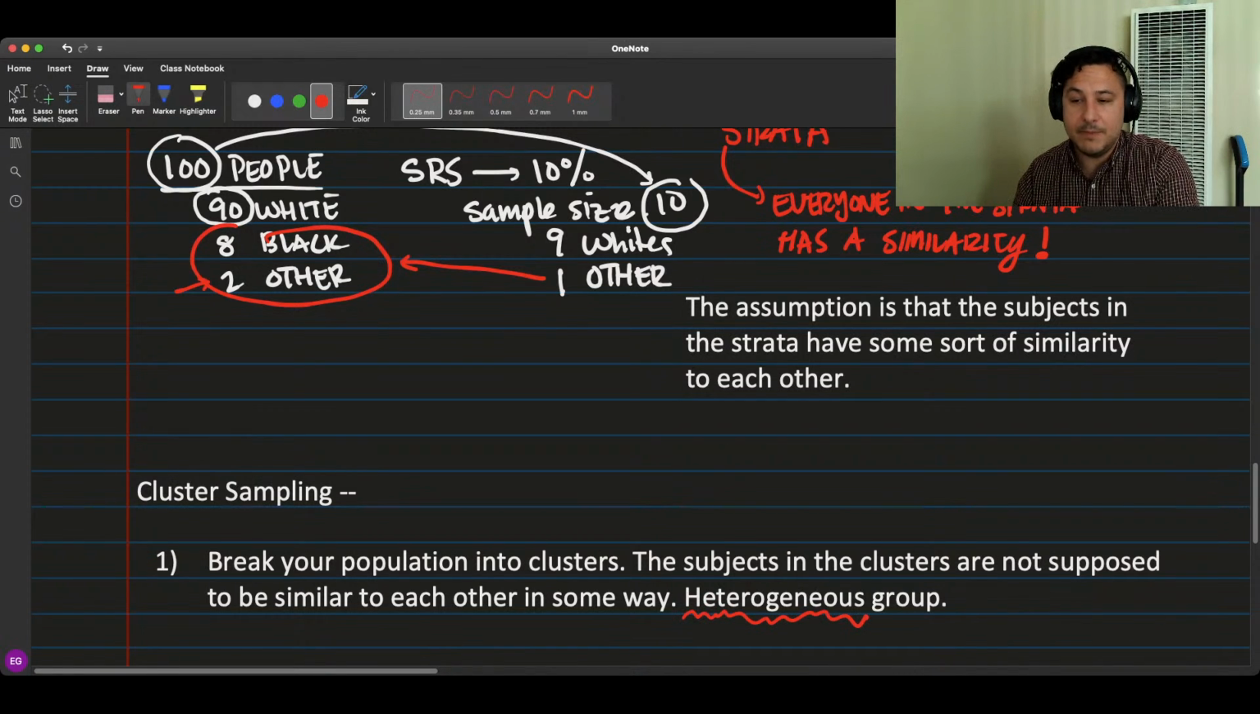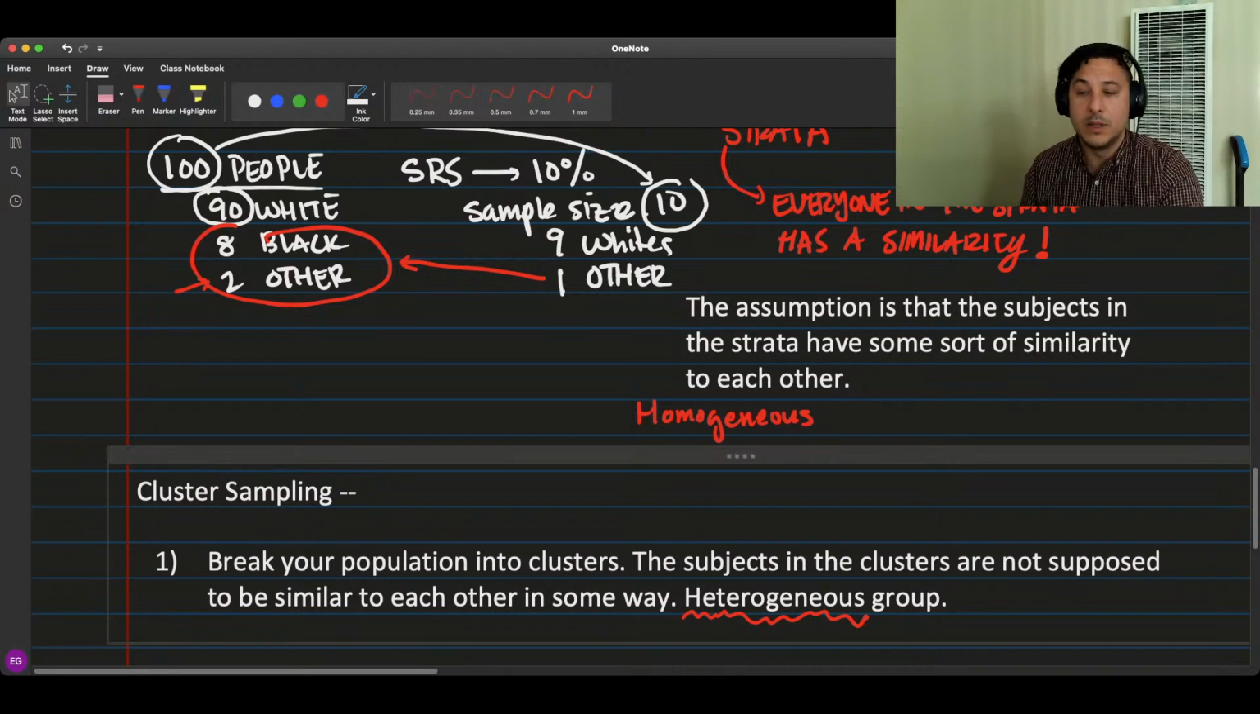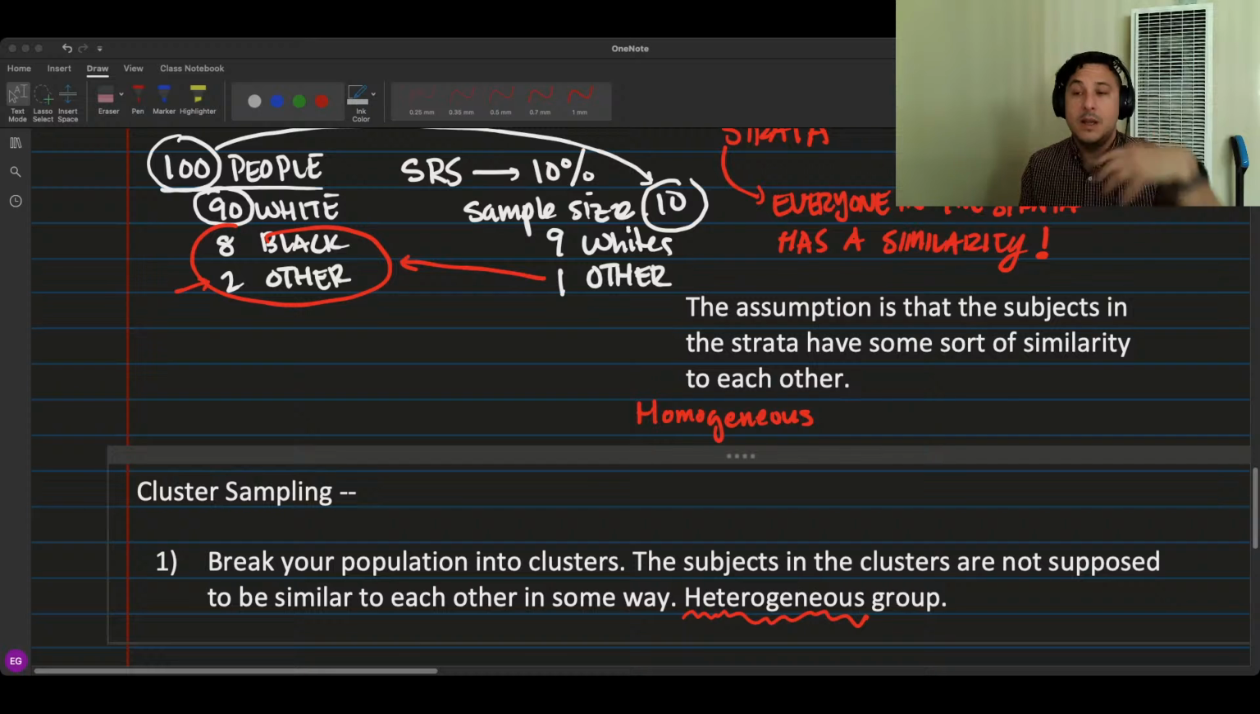For stratified sampling, strata are homogeneous, which means they are similar in some way. So for stratified sampling, the groups have some sort of similarity. For cluster sampling, when you break them up into the groups, which we call clusters, there's nothing about those people that you're supposed to say, oh, you can tell they're this group. It's just supposed to look like a random mix of people.